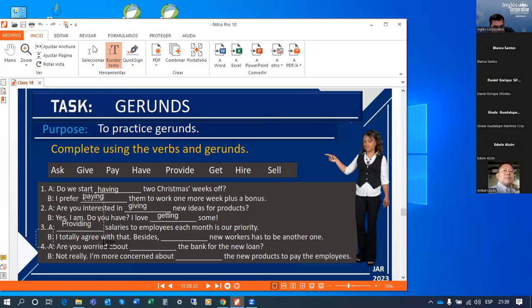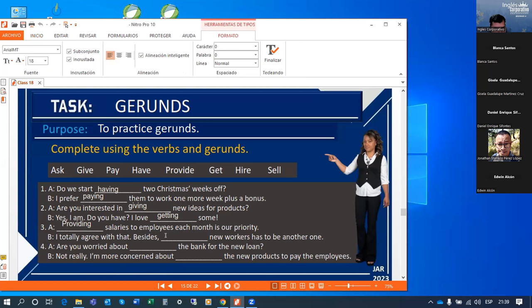Yeah. 3B, I totally agree with that. Besides, hiring new workers has to be another one. Hiring. And you worried about selling the bank. Selling.